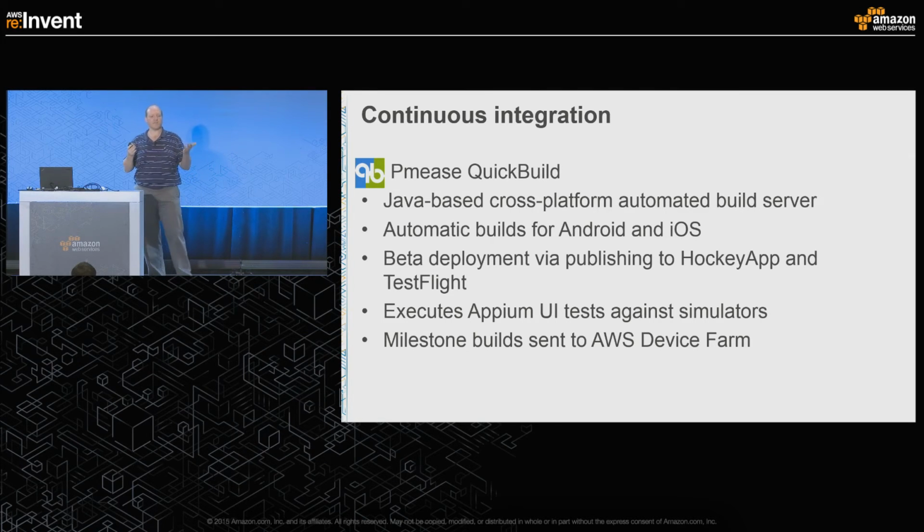So we use that for our automated builds for Android and iOS. Again, as I mentioned, we run this on a Mac build server to do both builds. I mentioned that we do our beta deployment with Hockey App and TestFlight, and we use this Quick Build to integrate with those. We execute our Appium UI tests, as I mentioned, on the simulators, and then any milestone build we send up to AWS Device Farm.